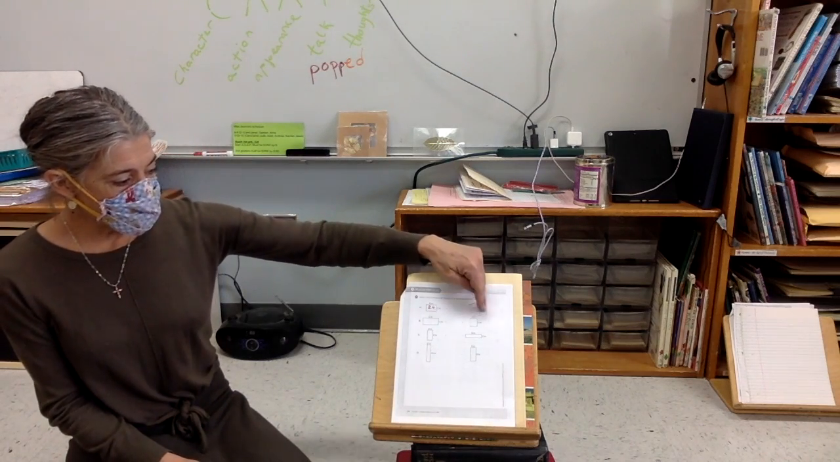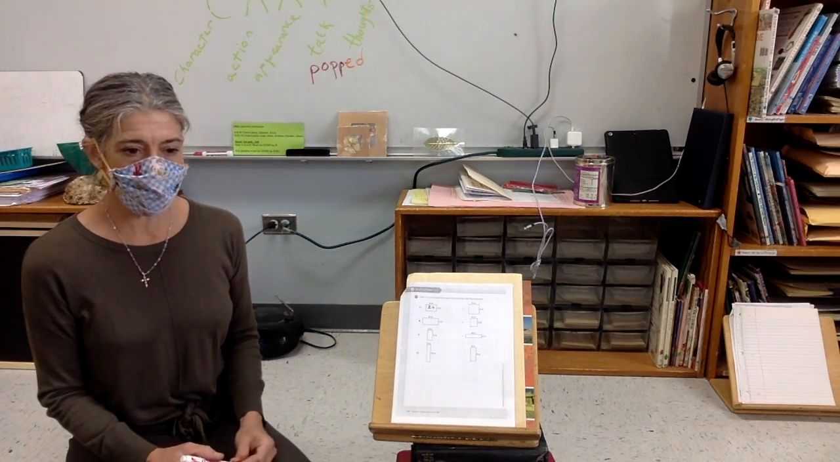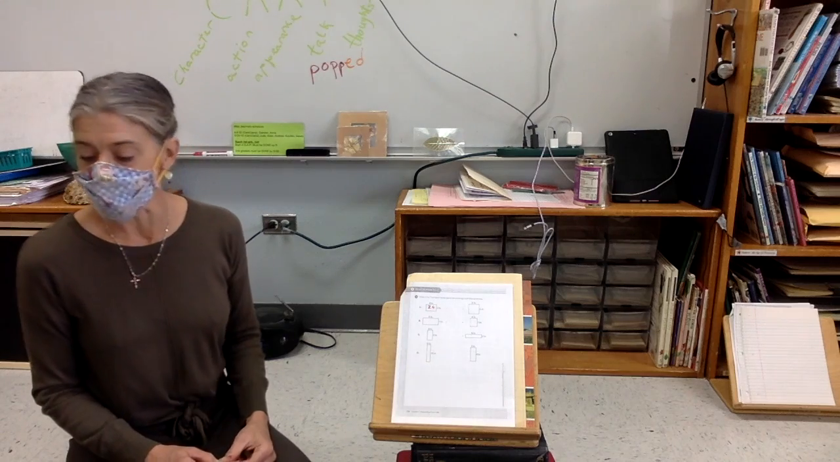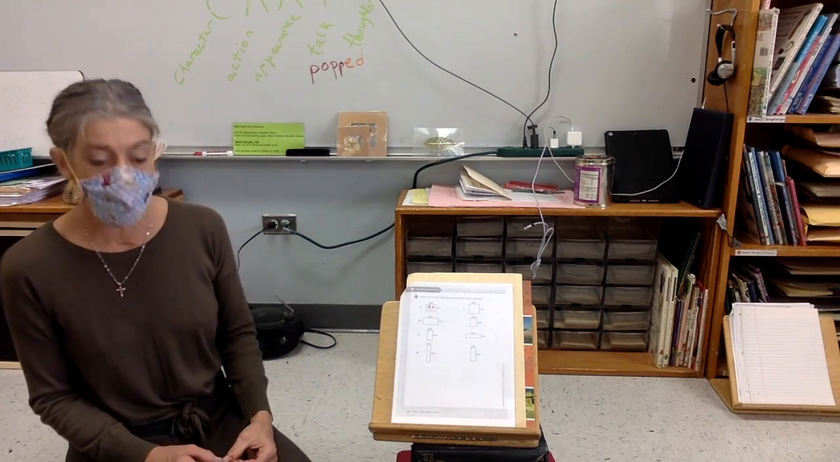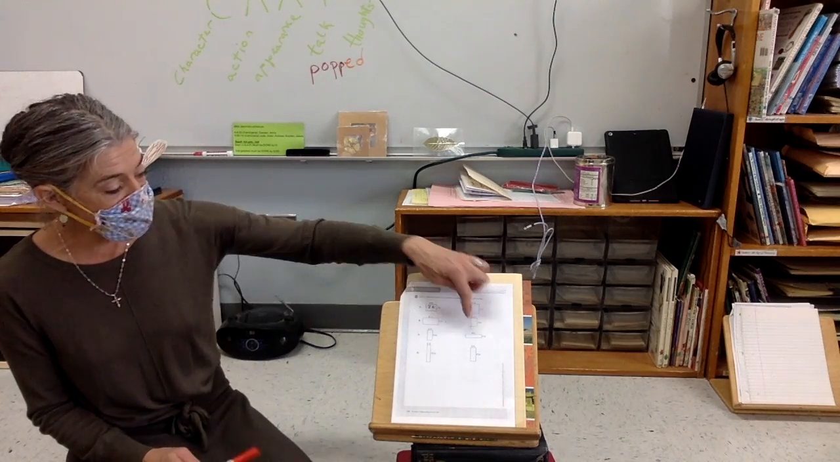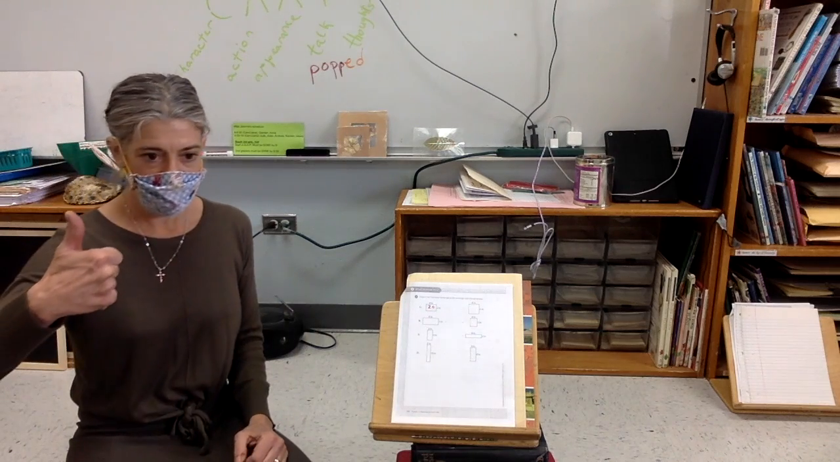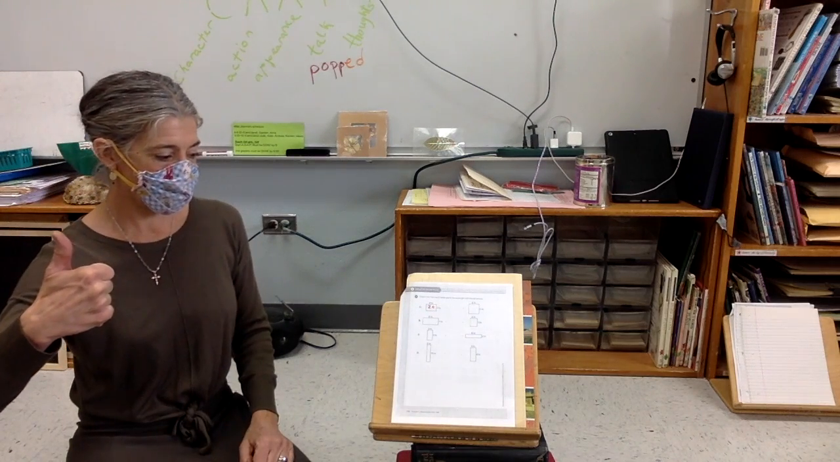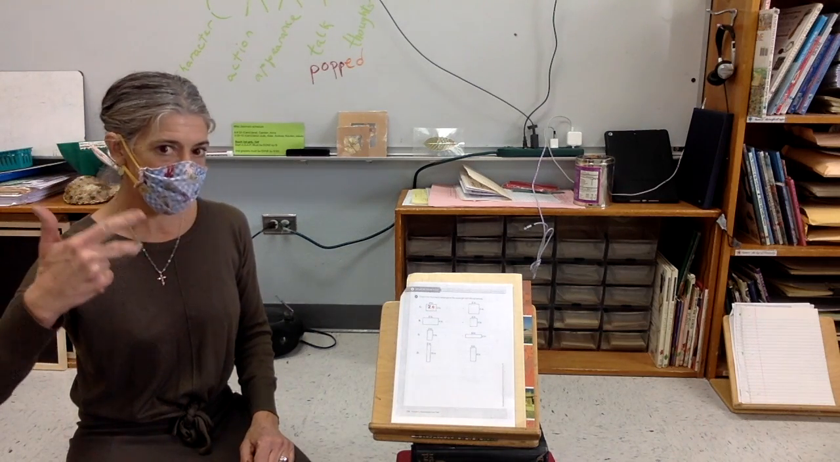Grayson, would it match this one across from it? 6 times 6? No. No, that's 6. 6 times 6 is 36. So it's not that one. How about this one, Grayson? 4 fives. Count your fives. 5, 10, 15, 20.